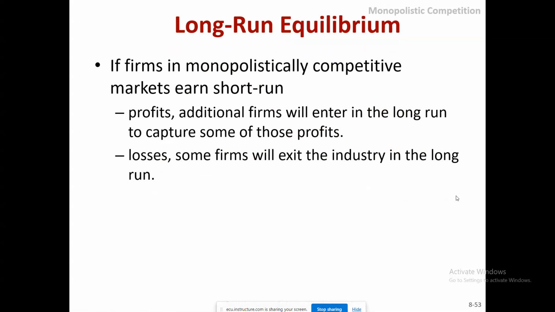Now, let's have a look at the long-run equilibrium of monopolistic competition. As there is free entry into and exit from the industry, it is quite similar to the perfect competition one, except that the demand curve faced by a monopolistic competition firm is downward sloping. If firms in monopolistic competitive markets earn short-run profits, additional firms will enter in the long run to capture some of those profits. Entry will increase supply and bring the price down and exhaust the profits. New firms will keep entering until economic profit is zero. On the other hand, if firms bear short-run losses, then some incumbents will exit the industry. A smaller number of firms will decrease market supply and increase price. Firms will keep exiting until economic profit is zero.